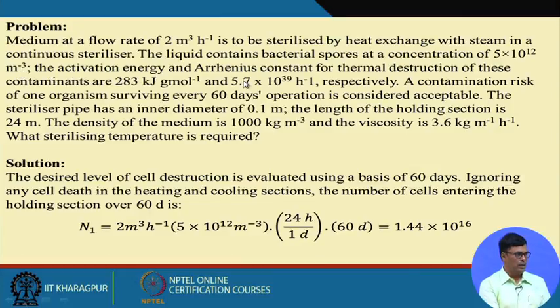The activation energy and Arrhenius constant for thermal destruction of these contaminants are 283 kJ per gram mole and 5.7 × 10^36 per hour, respectively. A contamination risk of one organism surviving in 60 days of operation is considered acceptable. Now, the sterilizer pipe has an inner diameter of 0.1 meter. The length of the holding section is 24 meters.